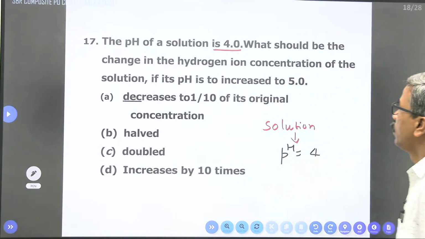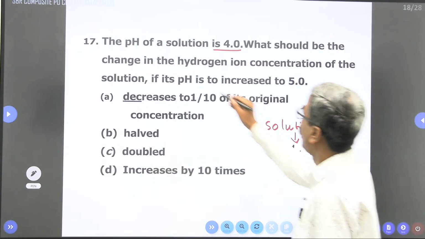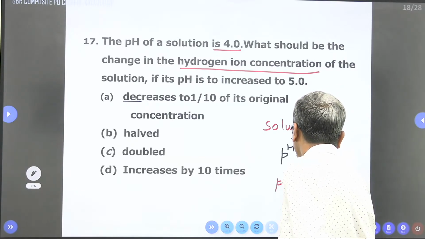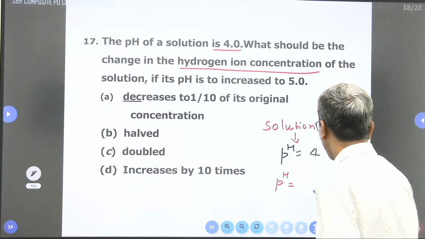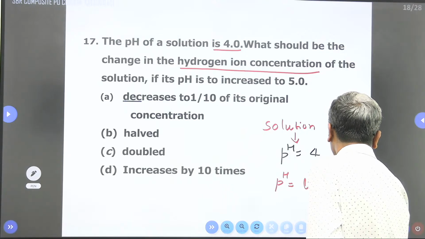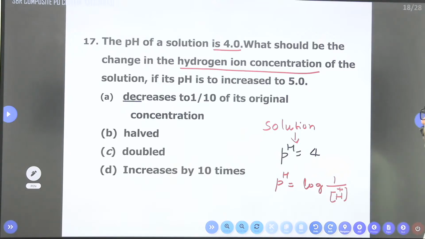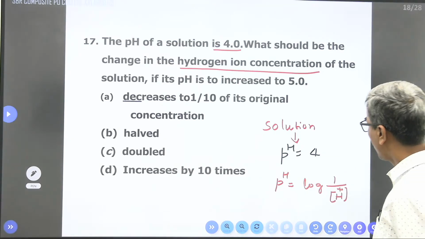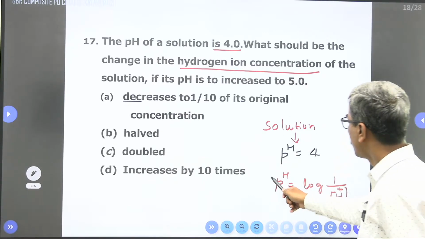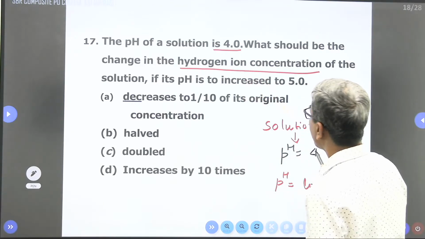Next part: what should be the change in the hydrogen ion concentration? Already I have said that the pH definition itself is a measure of hydrogen ion concentration. I can write it like this: pH is log of 1 divided by H plus ion concentration. Remember, earlier today, while discussing another question, I gave that information: pH and H plus are inversely related. Now you can see first pH is 4.